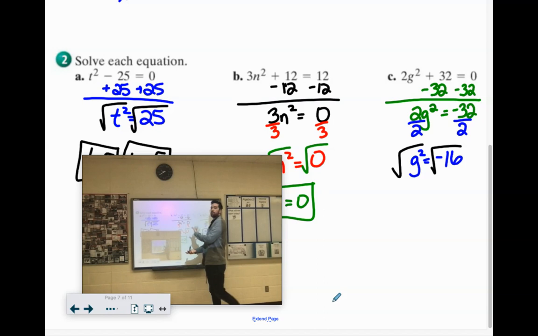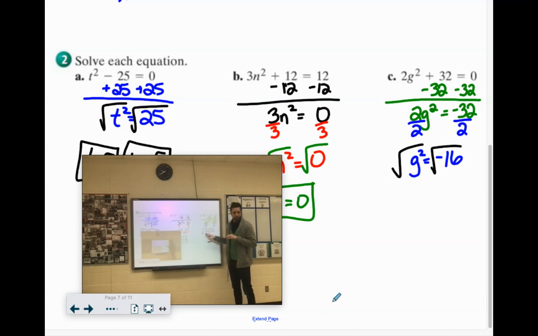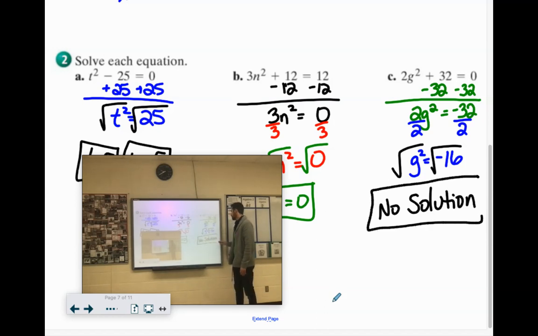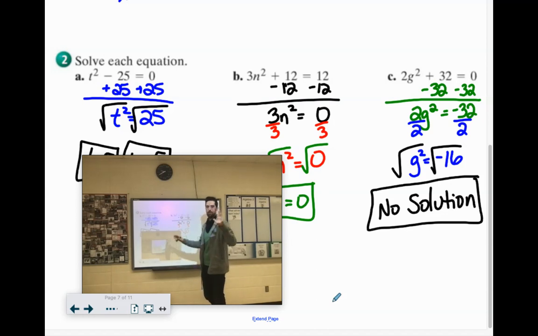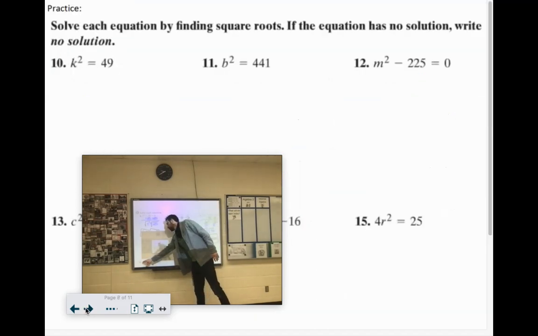We can't square root negative numbers yet. You will in Algebra 2. Using the real number system, you cannot square root negative numbers. So if you ever get to that step at the end, you just write no solution. In Algebra 2, for those kinds of problems, we use the imaginary number system, the complex number system. Don't worry about that right now.